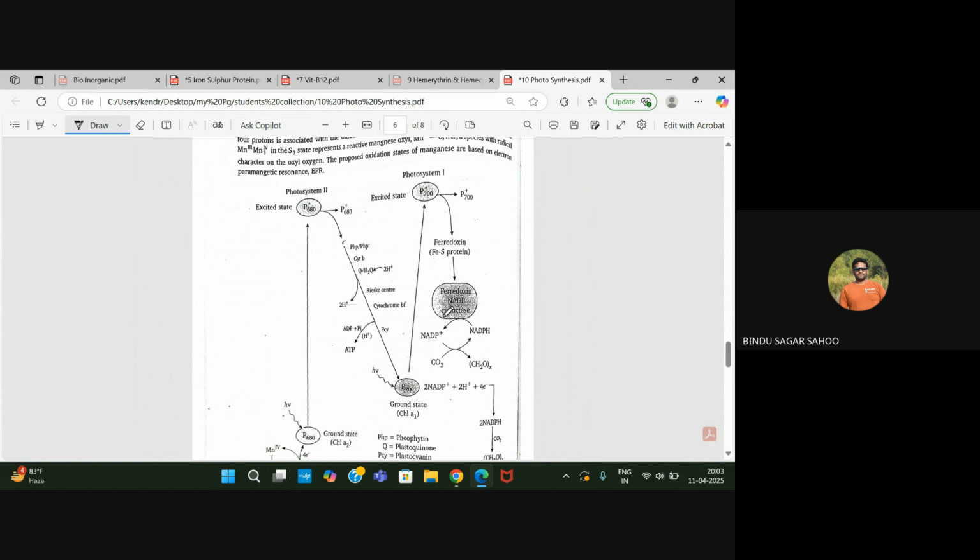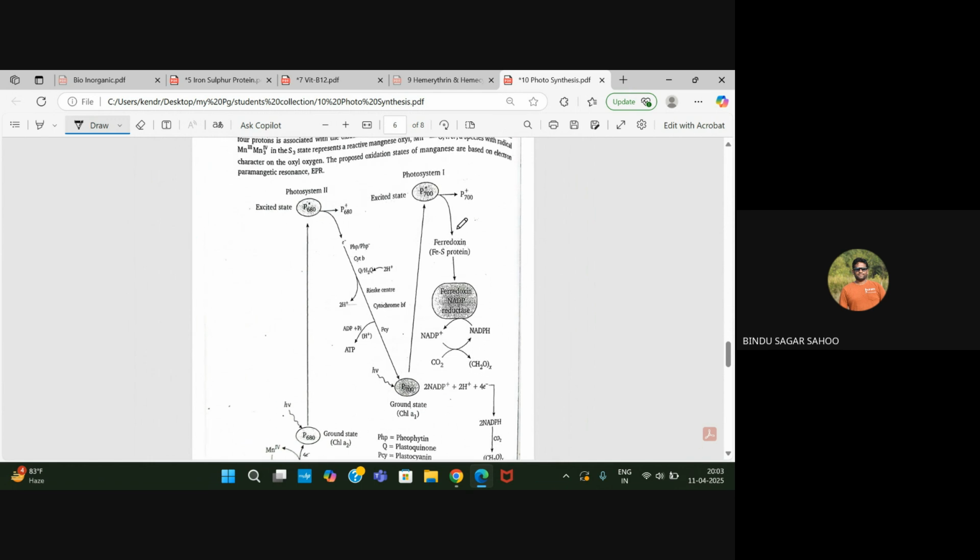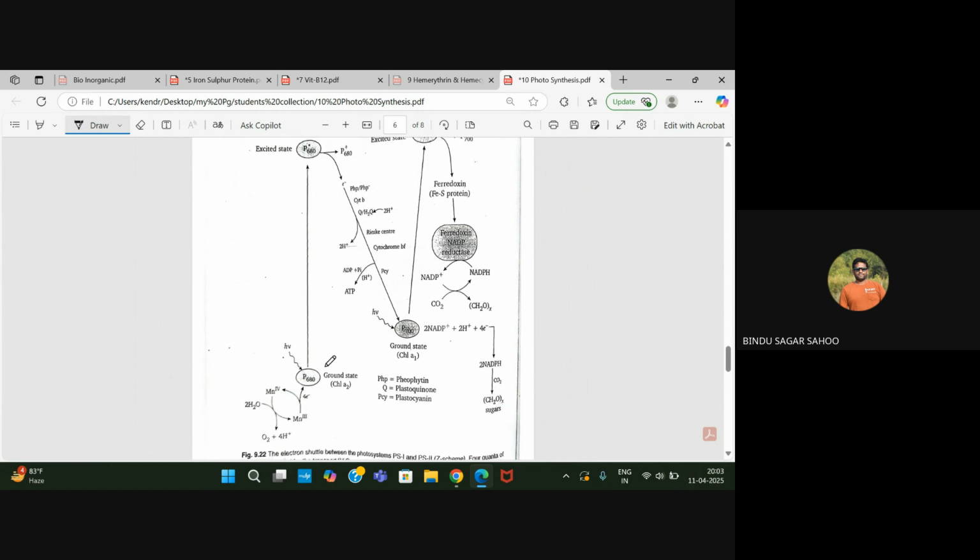After this step, these reactions occur in absence of light. These are called the dark reactions. And finally, this forms the carbohydrate. And up to this part, I can say this is the light reaction because these steps occur in presence of sunlight.